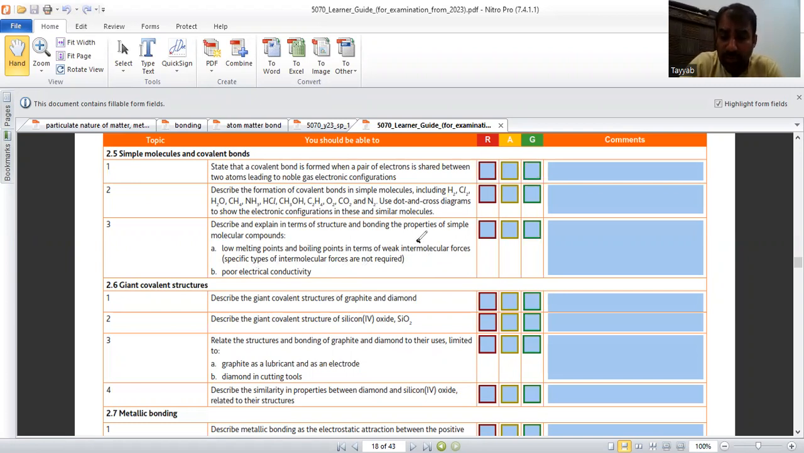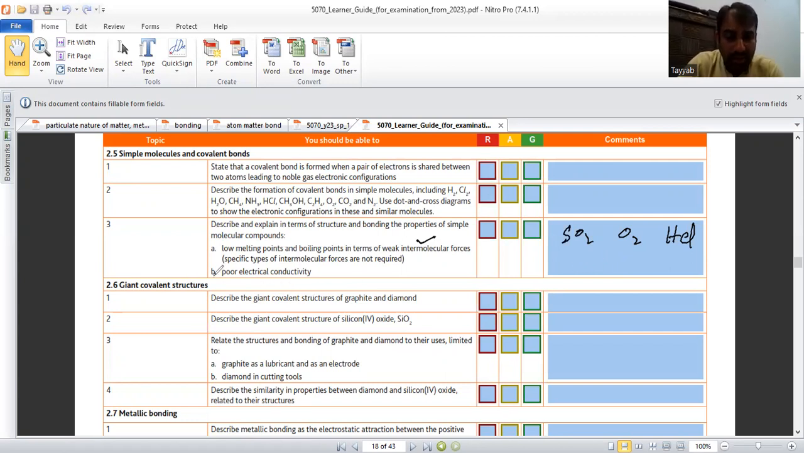So you have to use the word intermolecular forces if it is a simple covalent compound. For example, SO2, O2, this is a molecule, HCl. Why do these have low melting point and low boiling point? These are simple molecular structures with weak intermolecular forces which break easily.